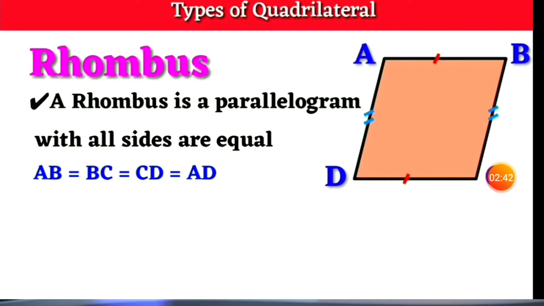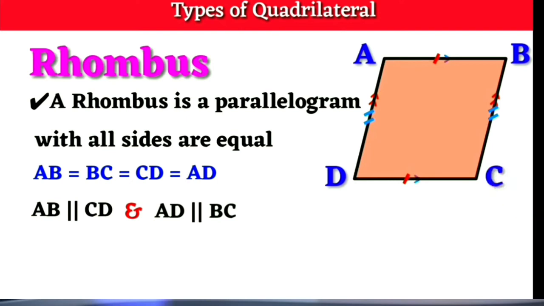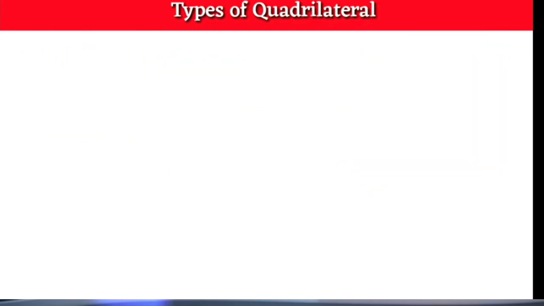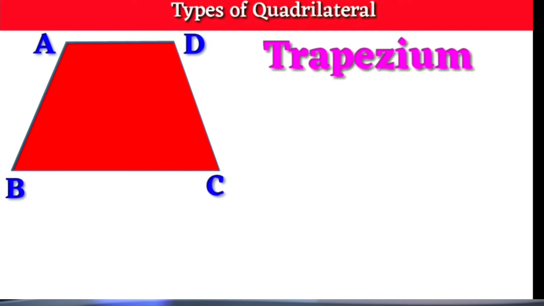In a square, these angles are of 90 degree. But in a rhombus, it is not like that. Rest all the qualities are same. That is, opposite sides are parallel and equal. Here the opposite pairs are AB and CD. So, AB is parallel to CD and AD is parallel to BC. As well as opposite angles are equal here. That is, angle A is equal to angle C and angle B is equal to angle D.